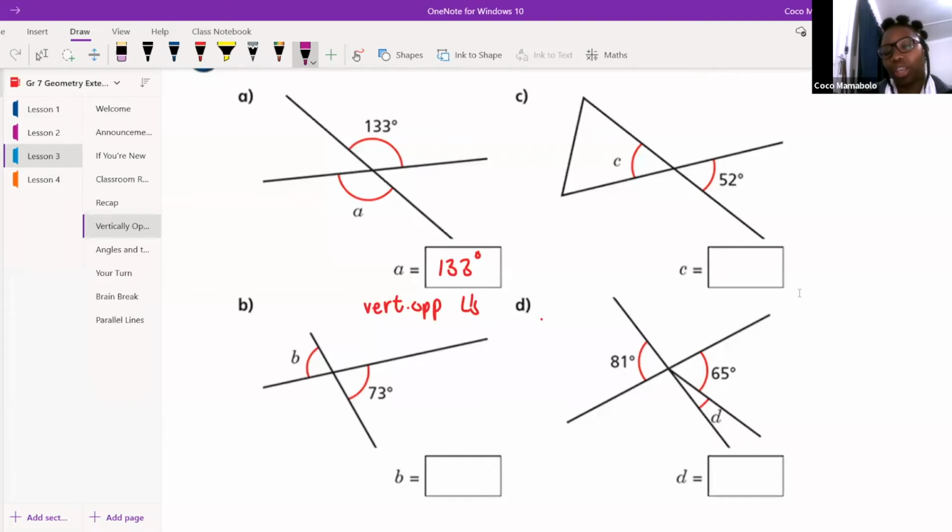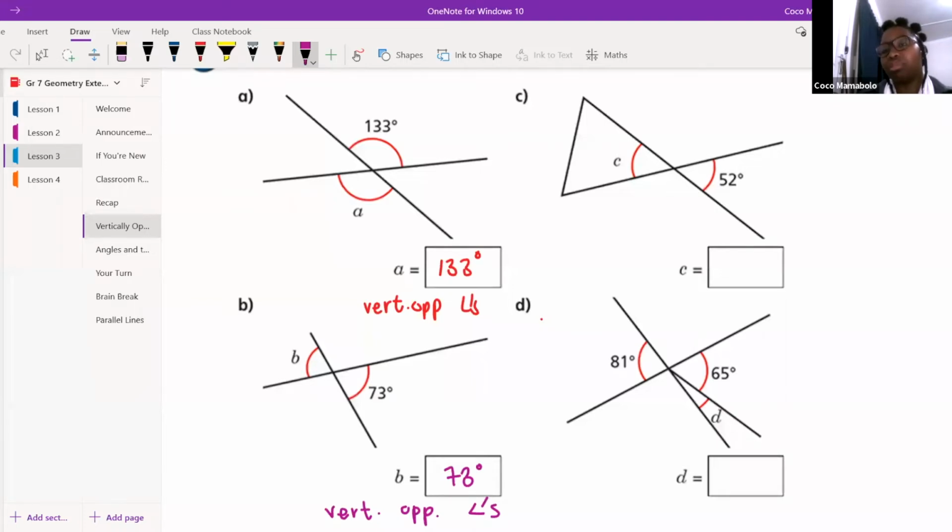All right. So can you tell me what is B? B is equal to 73 degrees. Excellent. What's my reason? Vertically opposite angles. Good. And I'm just going to write vert op because I'm very lazy, like every mathematician you ever meet. Vert op angles. Excellent. Very well done, Jeria.